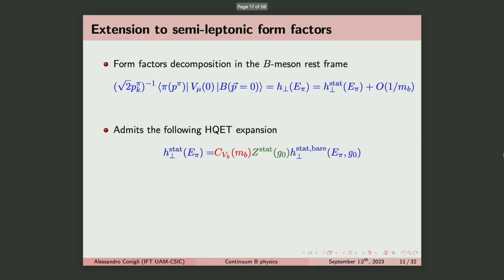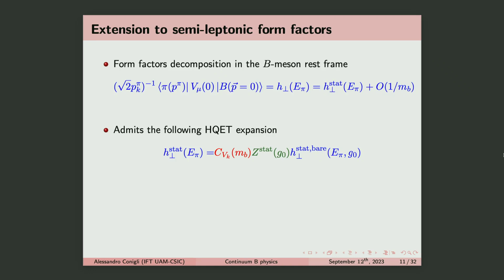To conclude the theoretical part of this talk, let me also mention the extension of our strategy to the extraction of semi-leptonic form factor. So if we limit ourselves to the rest frame of the B meson, we can have this form factor decomposition for the relevant matrix element, where we introduce this H-perp form factor.